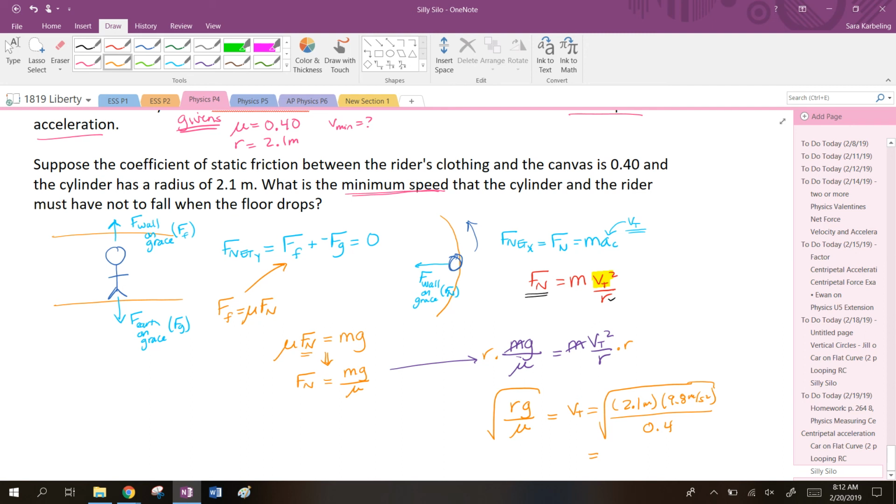Boom. We have to be going, according to my calculation, if I messed up, I apologize, essentially 7.2 meters per second. So that means that anybody that's riding, as long as the thing is moving at 7.2 meters per second or more, will not slide down. All right? I hope you did okay working through those.